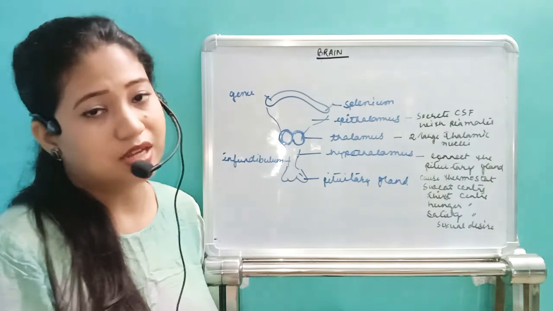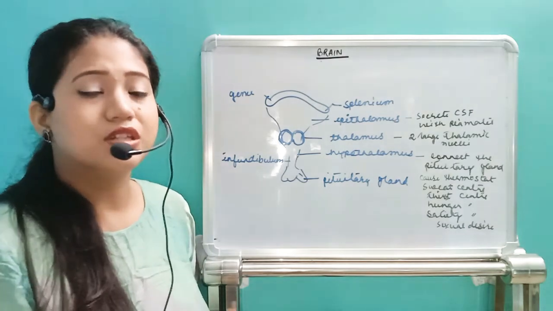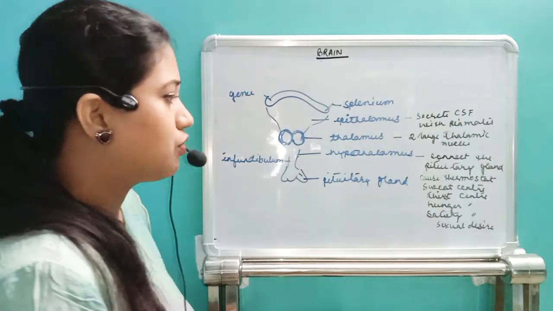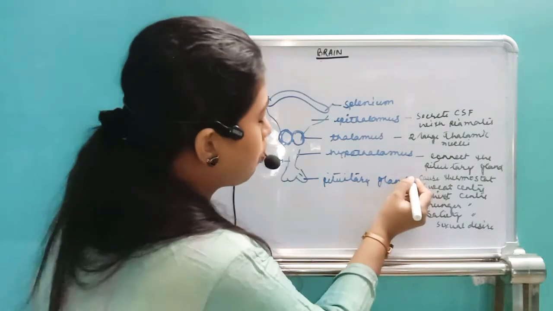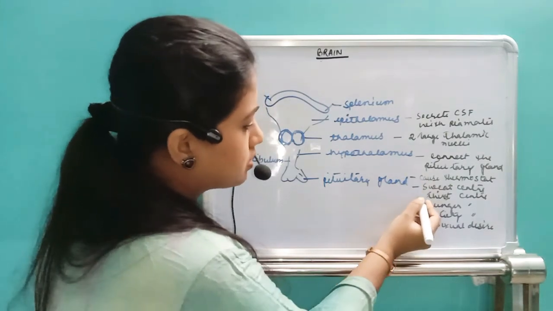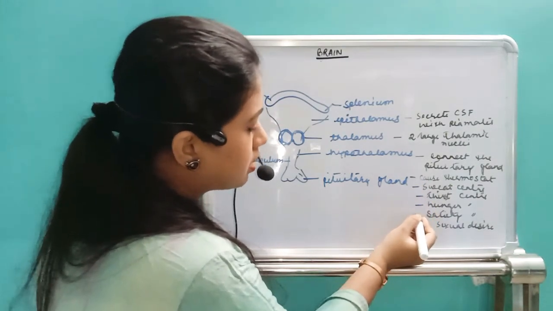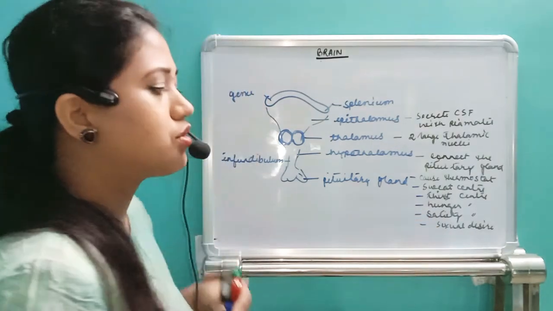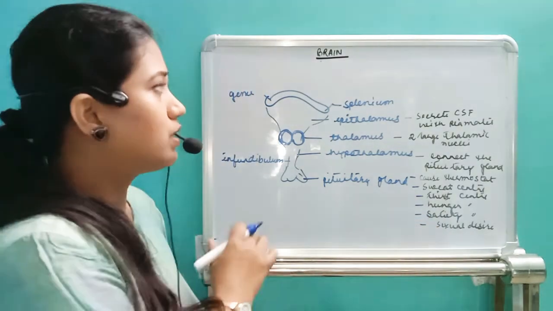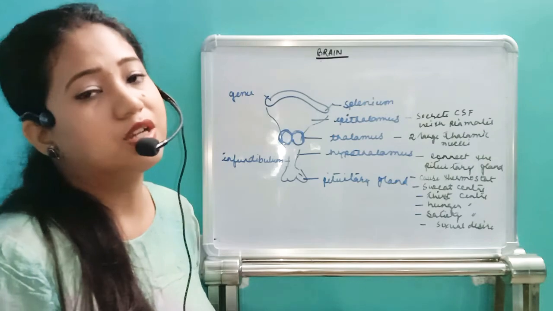It also controls the sexual desires. So these are all controlled by it: it connects to the pituitary gland, acts as a thermostat, has the sweat center, thirst center, hunger center, satiety center, and also controls sexual desire. These are the parts of the diencephalon.